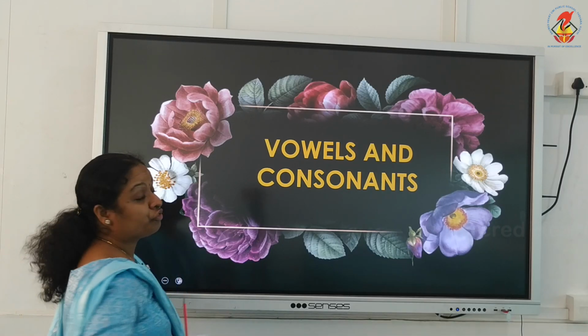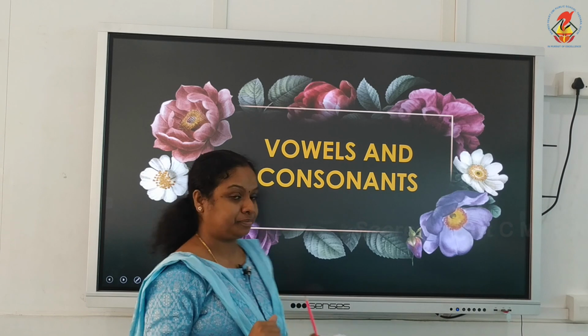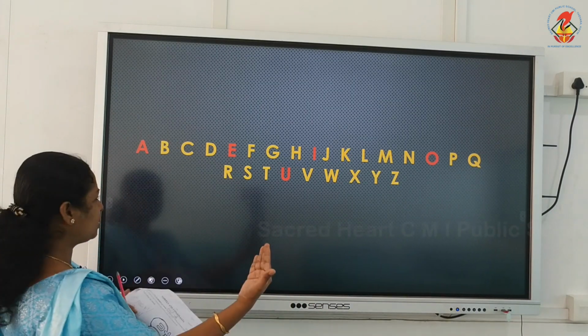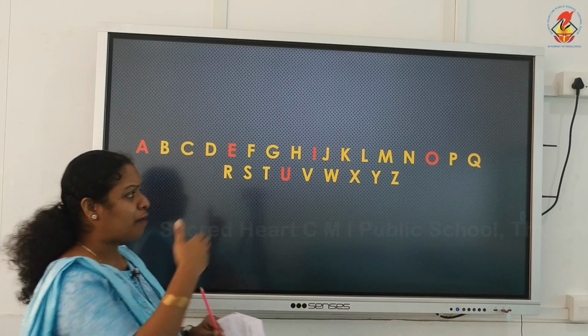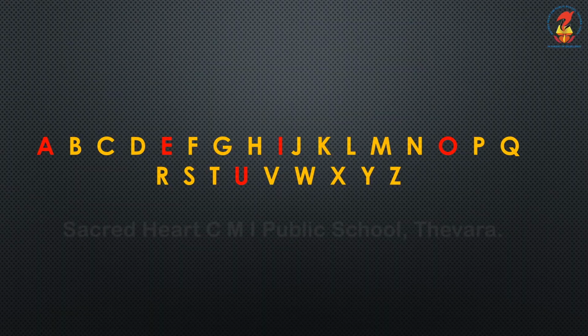First we can learn vowels. Can you see some letters I have written in red color, and some others written in yellow color? Can you pick out the letters which I have written in red color? What is the first letter, children? It's A, so A is written in red color. The next one is E. Very good, children. The third one is I, the fourth one is O, and the last one is U.